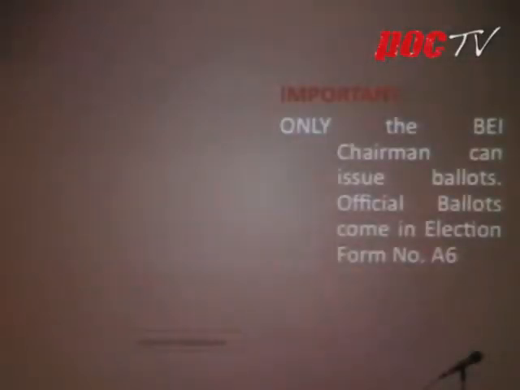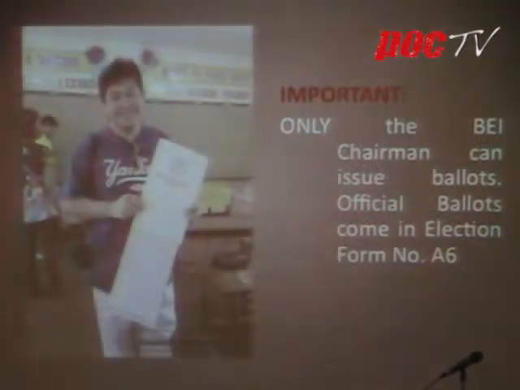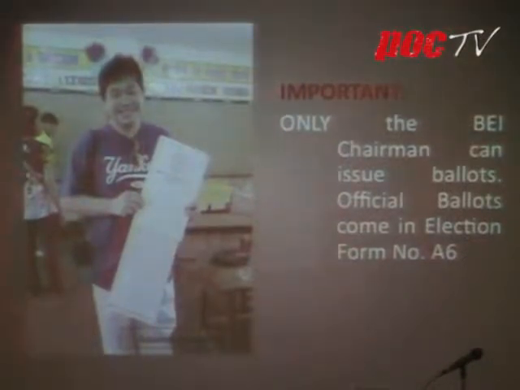This is important. Only the BEI chairman can issue the ballots. Official ballots come in election form number 86. This is a sample form, the BEI secrecy folder, and that's the length of the ballot. I'll show another, next slide, this one.